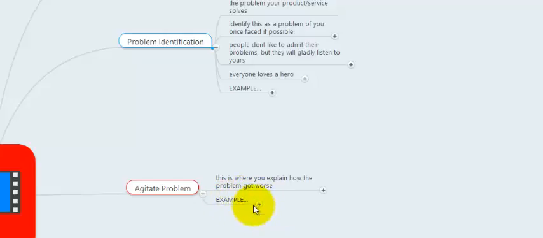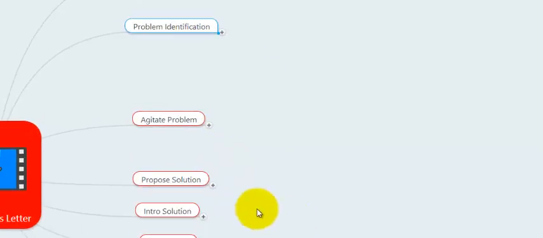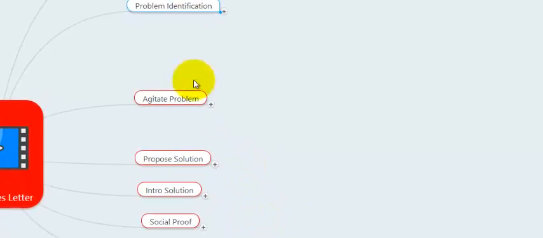Whatever worst case scenario would be with the problem, that's what you're going to talk about here. And again, it doesn't matter what business you're in, there's always a way to do it. So after you've agitated the problem, this is where you're going to propose a solution to the problem.